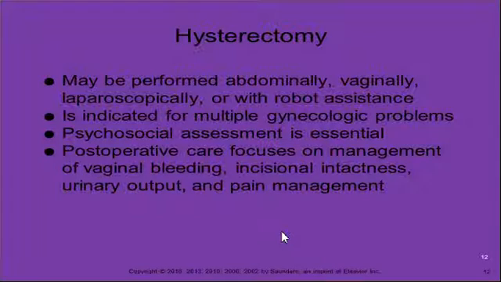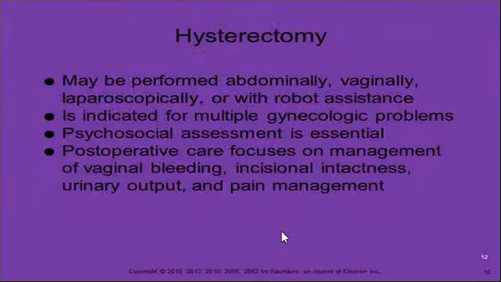I'll just touch briefly on hysterectomies. Leiomyomas or fibroids are the most common reason for hysterectomies. They can be performed abdominally, vaginally, or with laparoscopic or robotic assistance. It is based on the patient's reason for the hysterectomy and whether it can be performed vaginally, or the patient needs to have a full abdominal incision. Sometimes patients who are obese will need a total abdominal hysterectomy, and also if the fibroid or leiomyoma is pretty large, then they'll also need an abdominal hysterectomy.